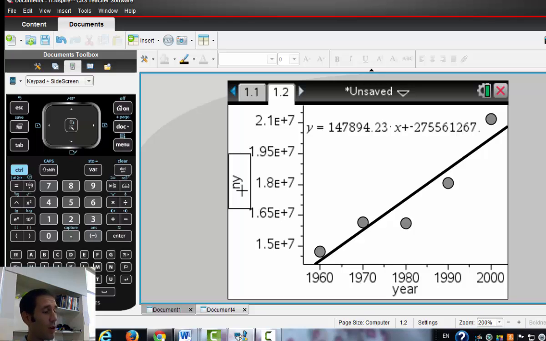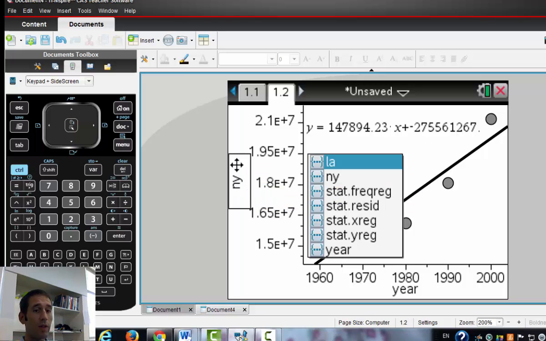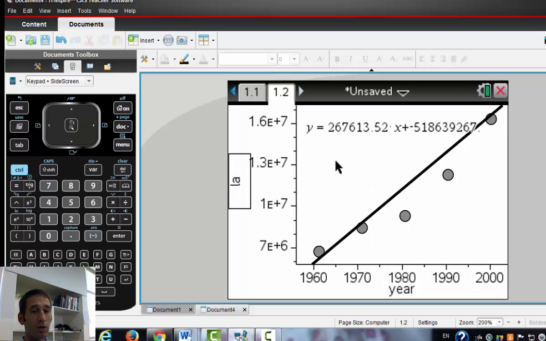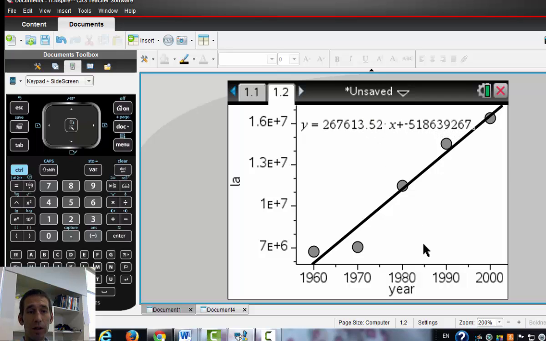Now if we want to know the equation that goes along with the LA data, we just change this to LA. And my dots move around and it gives me a new equation.